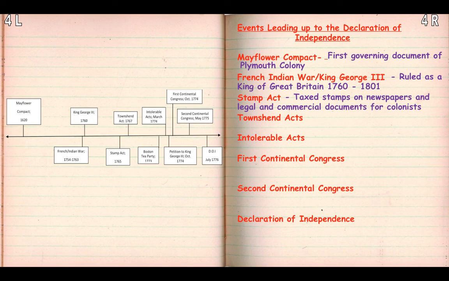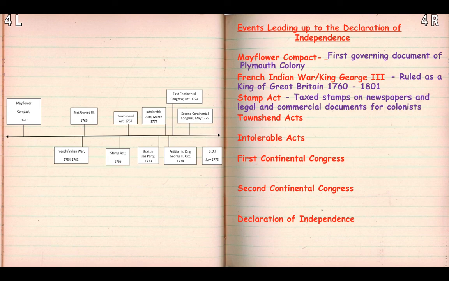So what they did was, like any human, they decided, okay, well, we're going to work around this. And they started finding other ways to avoid taxes on newspapers, documents, etc. King George found out because they're obviously not bringing in enough money to pay for the war.